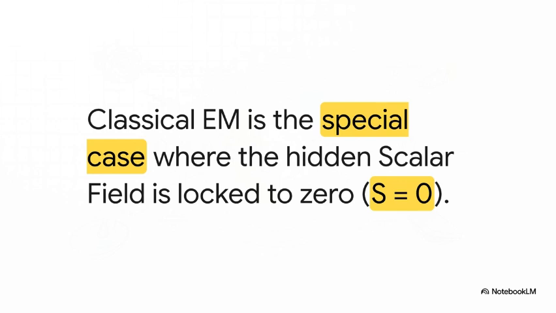You see, classical electromagnetism is really just a special case. It's the specific version of the theory where you choose to lock this hidden scalar field to zero. By unlocking it, by letting S be a real dynamic thing, we don't throw out the old physics. We just place it inside a much bigger, richer, and more complete picture.